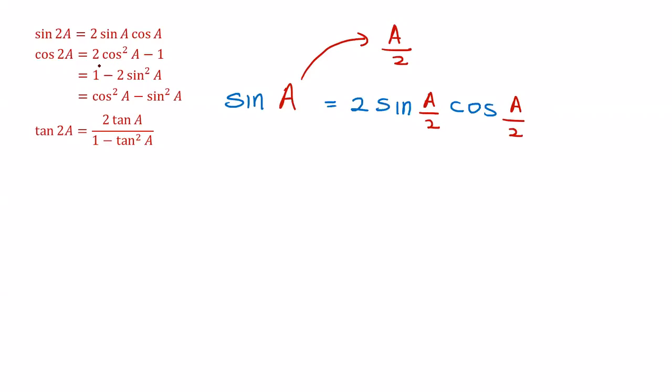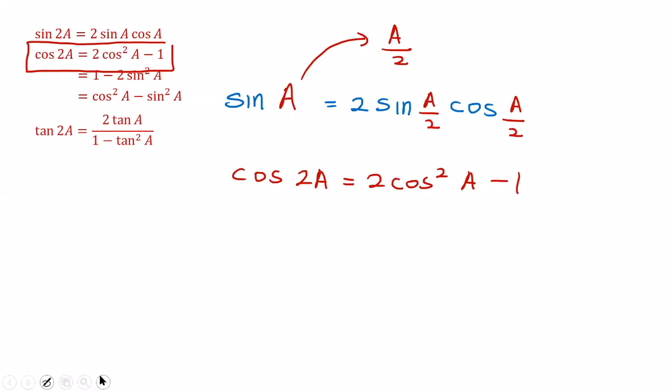Class, you can take any formula and change it accordingly. For example, you can take this one. You see cos 2a equals 2 cos square a minus 1, right? The same process we can do here, class. That means you can change this one into a, so the inside becomes half. Half means it becomes a over 2. Understand? So that is how the process happened.